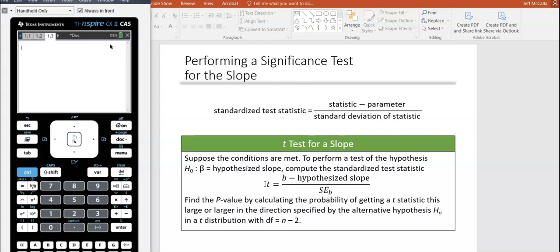In the last lesson we learned about intervals for slope. These are t-tests for slope. New on this one, just like it was in the last one, degrees of freedom is n-2. Usually it's n-1, so this is unusual.